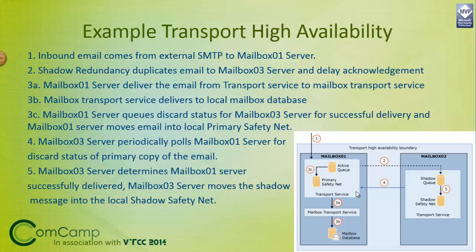All right. On the fourth step, the mailbox 03 server periodically polls the mailbox 01 server for the discard status of the primary copy of the email. And in the fifth step, mailbox 03 determines the mailbox 01 server successfully delivered. The mailbox 03 server moves the shadow copy message into the local safety net. All right, let's move on to the next slide. I hope this is very clear with this example.